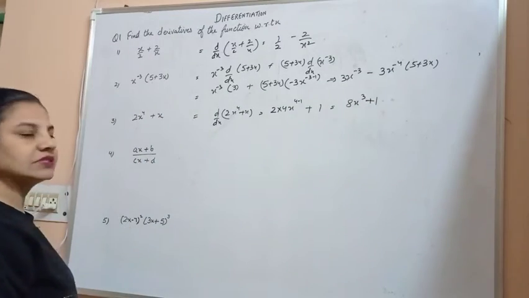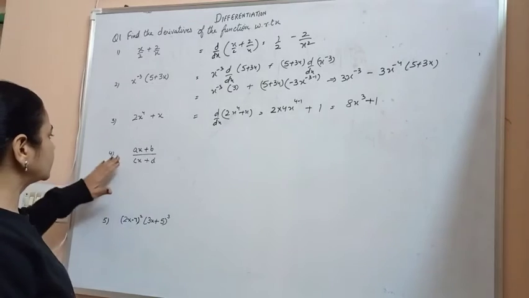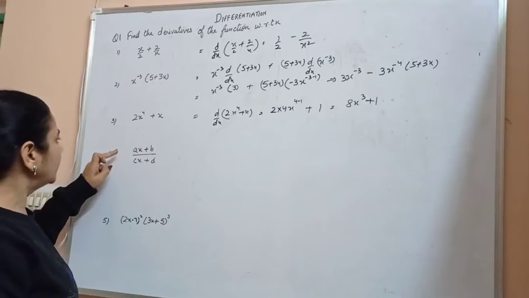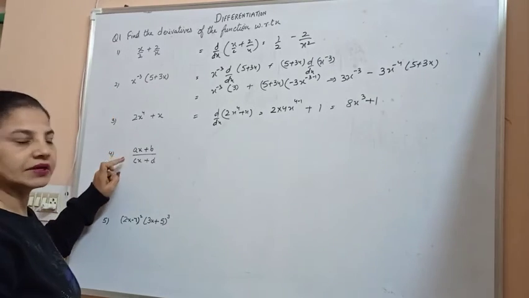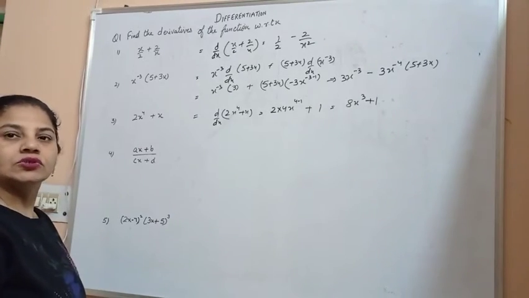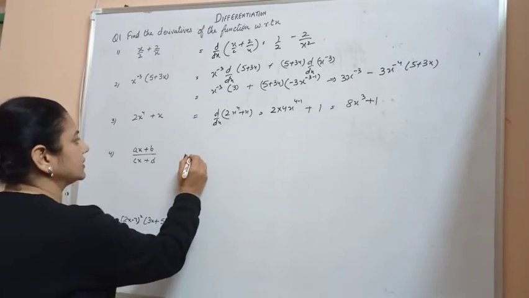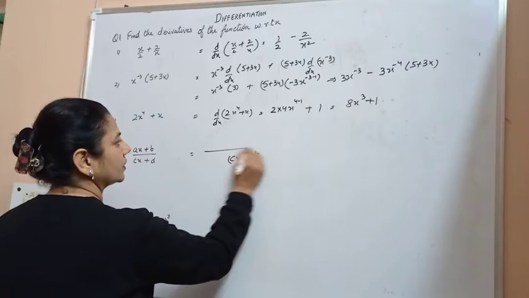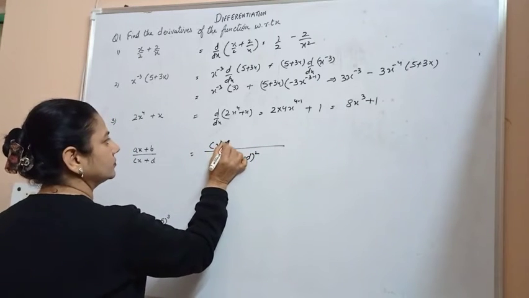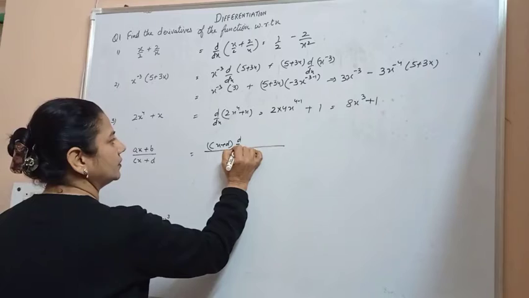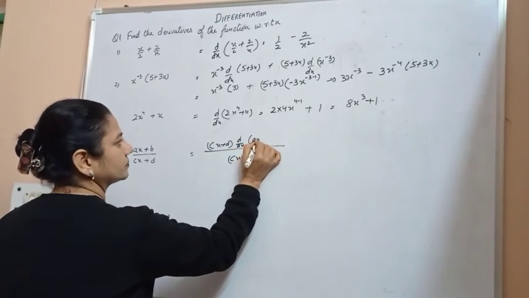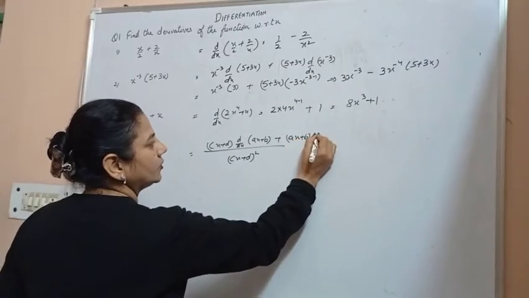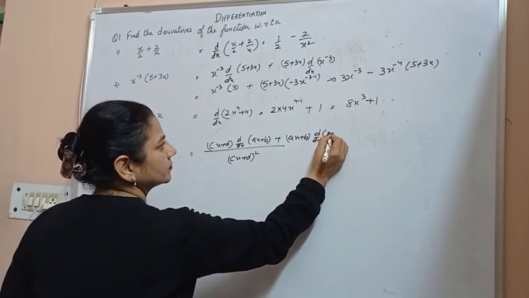Ax plus b upon cx plus d. This question is in a quotient form. We apply the quotient rule. Consider ax plus b as the numerator and cx plus d as the denominator. So apply the quotient rule. The quotient rule formula says denominator square, cx plus d whole square, denominator into derivative of numerator plus numerator into derivative of denominator.